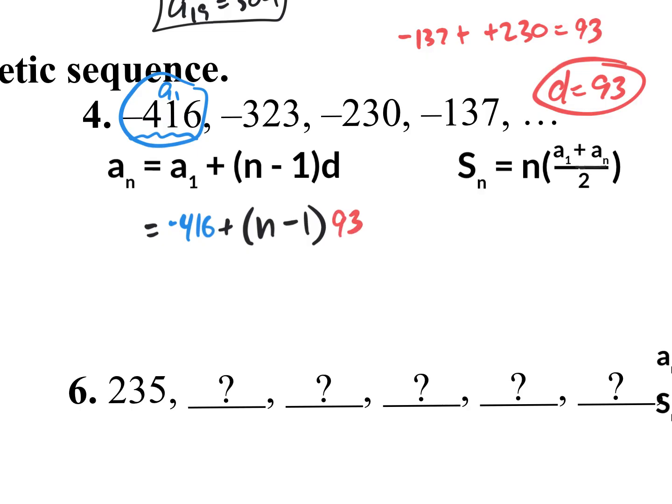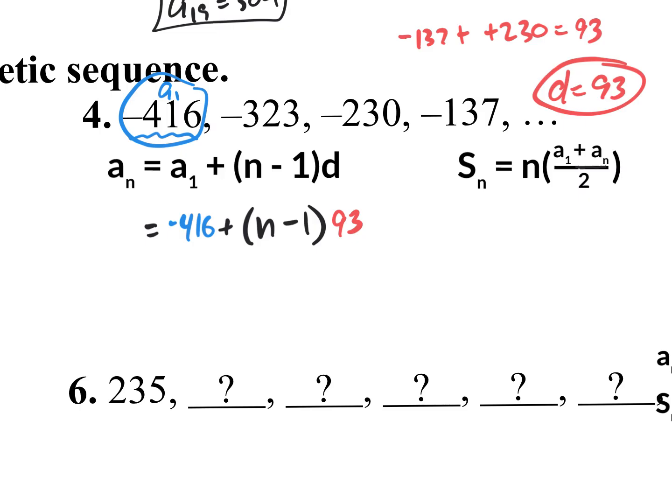By the way, I didn't verify that the other ones are 93, but you could do it on a calculator. Negative 230 minus a negative 323, that will give you 93. Or on a calculator, negative 323 minus a negative 416, that will give you 93. Why did I not check that it was common? Because the instructions say that it's an arithmetic sequence. So if they tell you it's arithmetic, that means that it does have a common difference. That's why I didn't have to go back and check that.